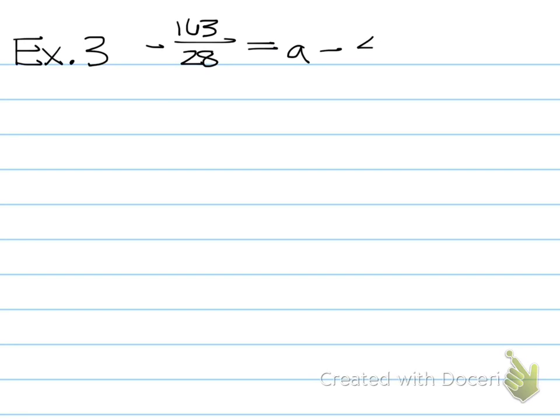Next example. We've got another mixed number that we need to change to an improper fraction. 4 1/4 as an improper fraction is 4 times 4, which is 16. 16 plus 1 is 17. So negative 4 1/4 as an improper fraction is negative 17 over 4.